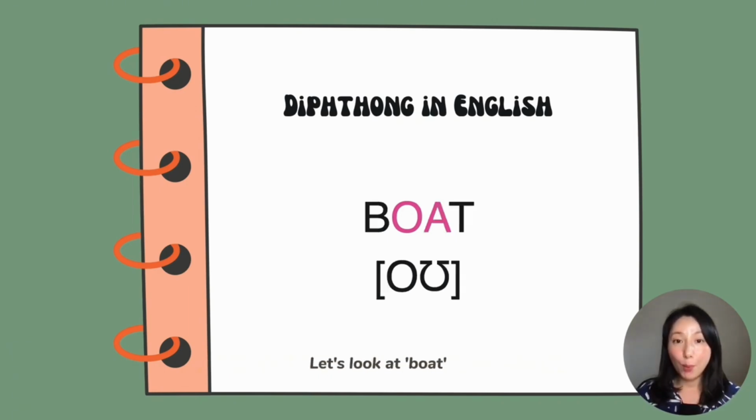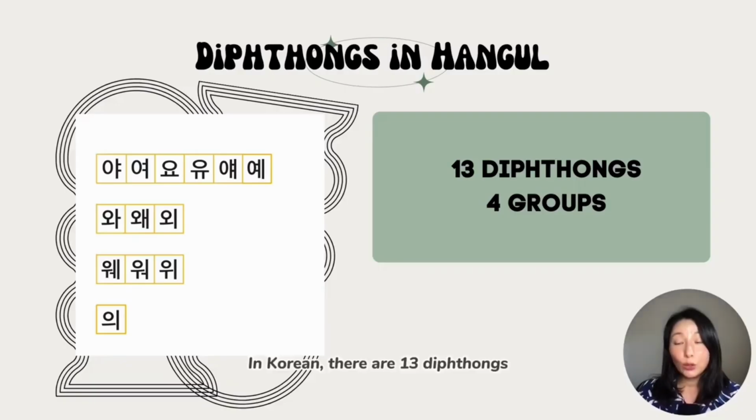Let's look at boat. Boat has a diphthong, the O sound. The vowels O and U make one blended sound of O. You got it? In Korean, there are 13 diphthongs.